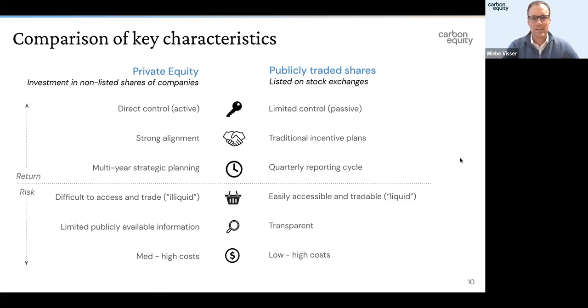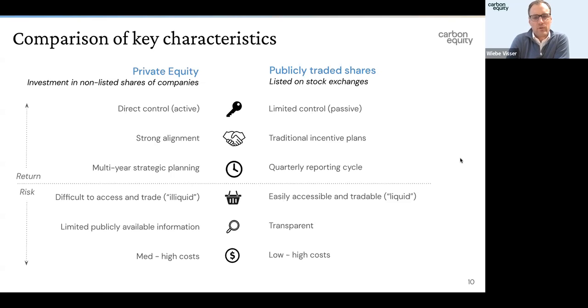Key distinction. Also, publicly available stocks have reports available on their websites. Companies have a reporting obligation, and they are very transparent. That's not the case for private equity. It's therefore difficult to choose the right investments. You don't have that information.